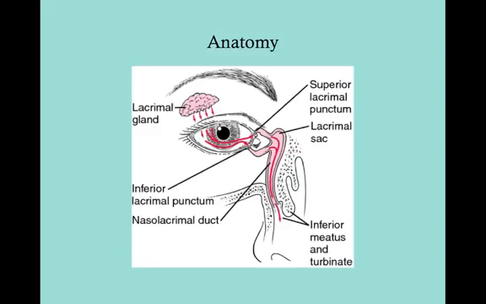So this is the anatomy of your lacrimal system, and you of course start out with the lacrimal gland, which is located in the lacrimal fossa as part of the temporal bone, part of the frontal bone, and it also extends into the temporal bone as well. This secretes tears over the eye and onto the surface of the conjunctiva, and it drains into these two puncta here, which are located on both eyelashes. So you have a superior lacrimal punctum and an inferior lacrimal punctum.